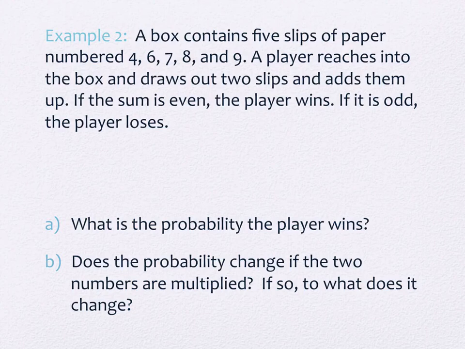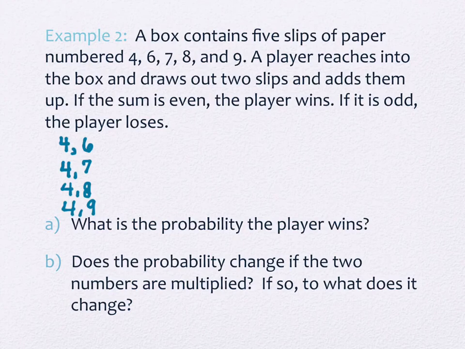And if we can do it in an organized way so that we don't miss anything, it'll be a lot easier for us to make sure everything's there. For example, I'm going to start with just the number 4. I could draw a 4 and a 5. I'm sorry, there's not a 5. 4 and a 6. I could draw a 4 and a 7. I could draw a 4 and an 8, or I can draw a 4 and a 9. And those are all the different ways I can draw 4 with something.